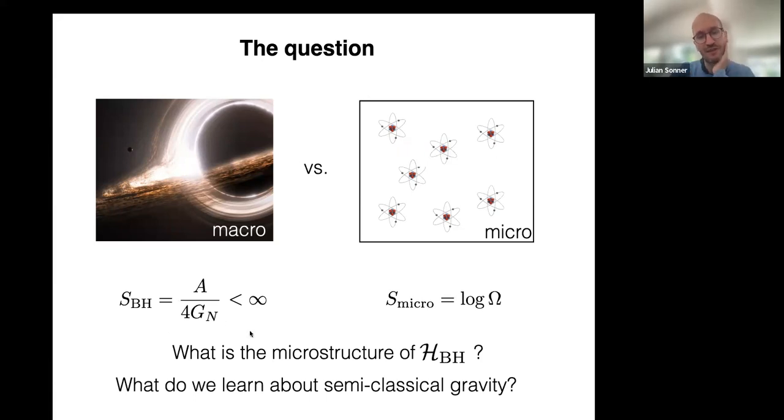And so this is what I mean by this question: what is the microstructure of the black hole Hilbert space? In other words, the states that make up predominantly this Bekenstein-Hawking entropy. And moreover, I will also comment on what we learn about semi-classical gravity from this, in particular regarding the nature of these recently very famous connected contributions, such as wormholes, that we find as contributions in semi-classical gravitational theories. So that's a very broad motivation.